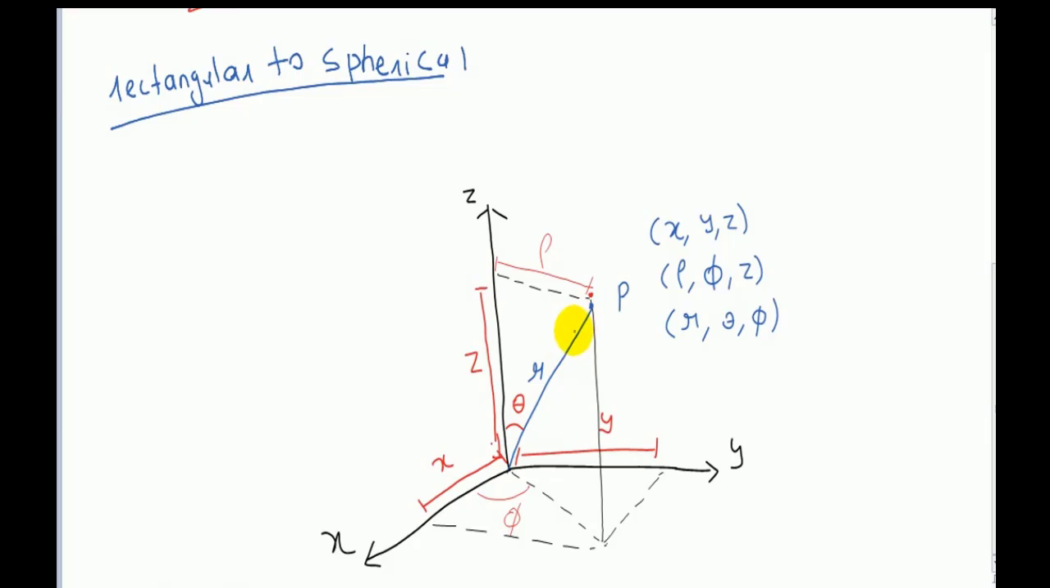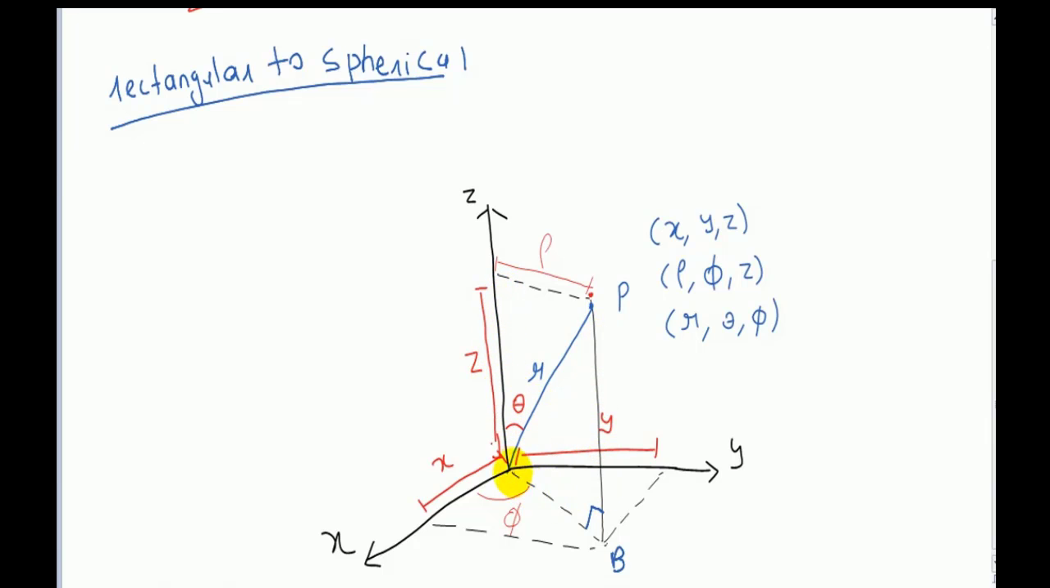If I want to relate r with x, y, z, I have to see this triangle. If I take this point as B and take the origin as O, then triangle OPB is a right angle triangle. The right angle is here and R is the hypotenuse. So we can apply Pythagoras theorem. R square will be equal to this distance, which is nothing but the height, so it is Z.